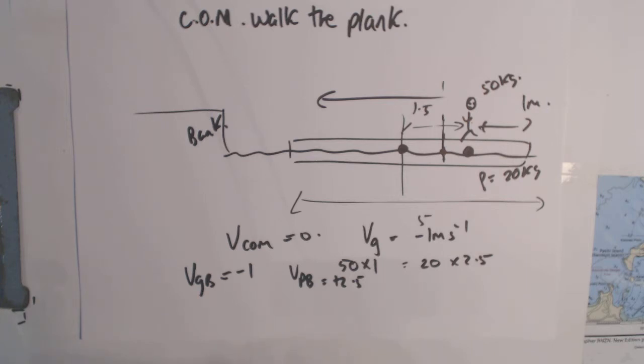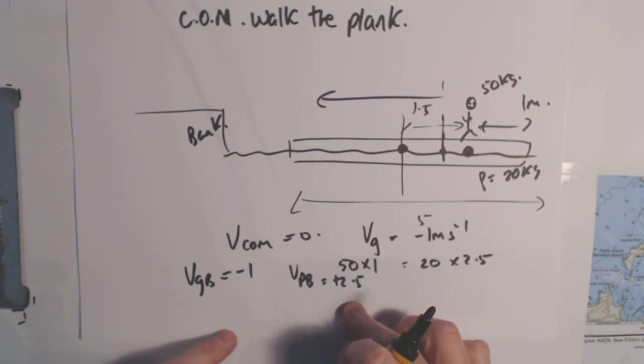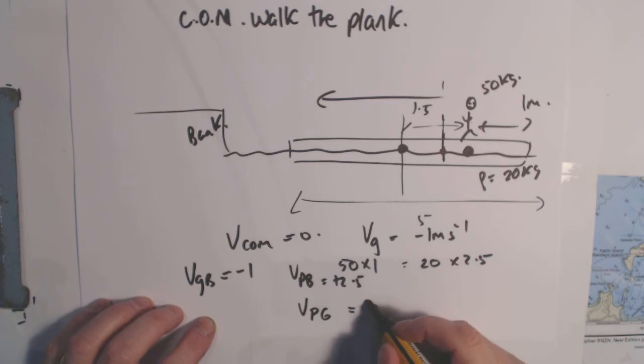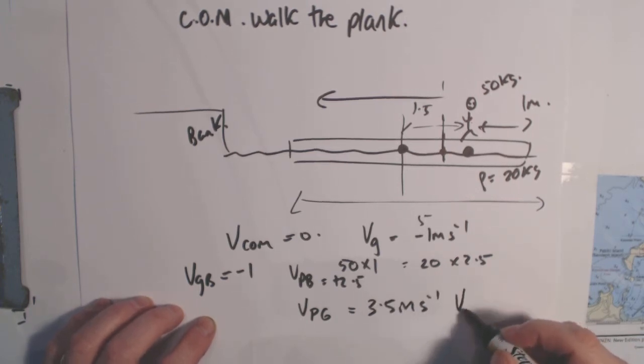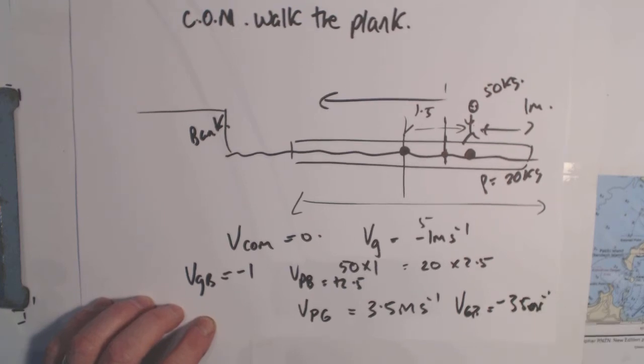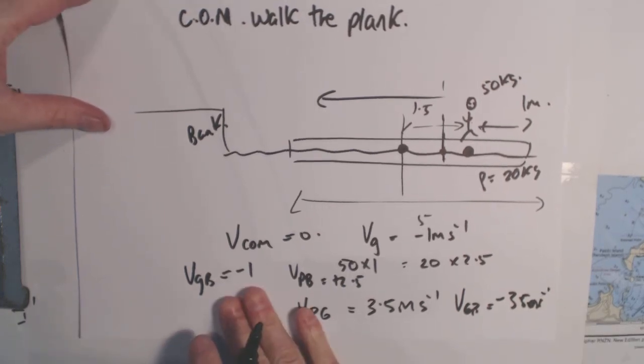So if I want to know the girl relative to the plank, I just subtract the girl's velocity off everything, right? So 2.5 minus 1 is 3.5. So the velocity of the plank relative to the girl is 3.5 meters per second. And that means the velocity of the girl relative to the plank is minus 3.5 meters per second. And all is well in the world.